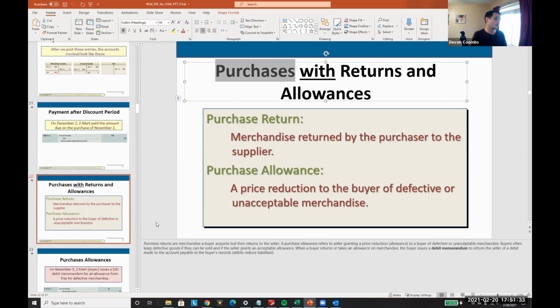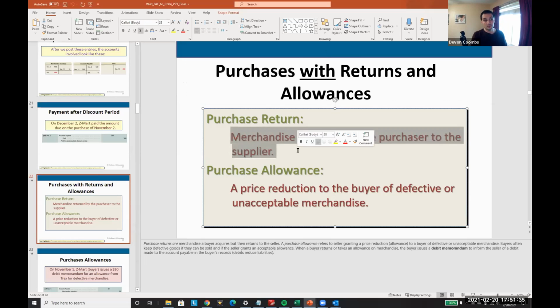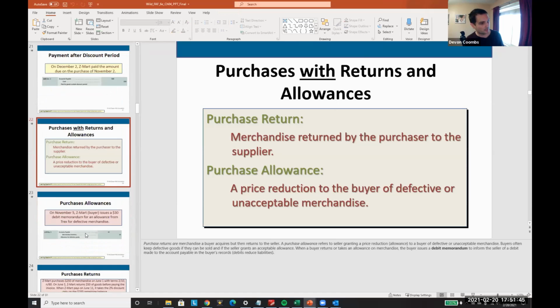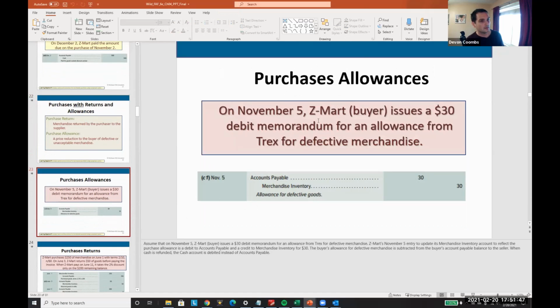So let's go through purchase returns and purchase allowance. So purchase return means that we can return it to the purchaser. Purchase allowance means there might be a reduction in price based off of the unacceptable merchandise. So here we're saying on November 5th, they issue a $30 debit memorandum, which we might just call like a customer credit. This is just terminology. Don't get hung up on the debit memorandum, for an allowance from Trex for defective merchandise.